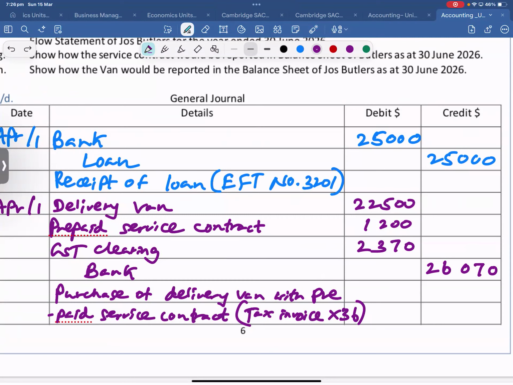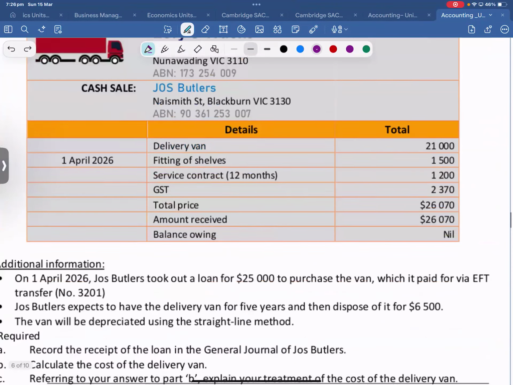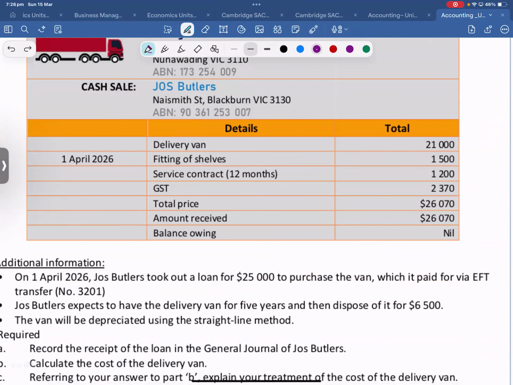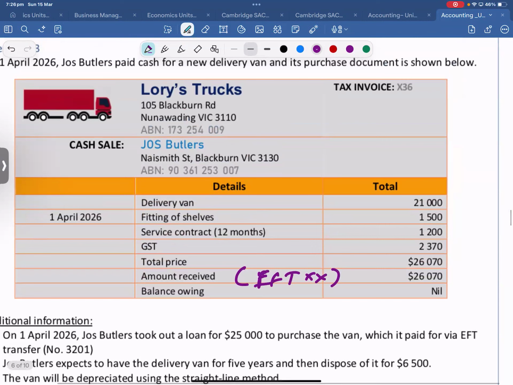Maybe just tax invoice. Yes, you can have just tax invoice. Then maybe at the end, for the amount received, they might say receipt or EFT, whatever it is. Amount received, yeah, via EFT. Does amount received mean it's been paid? Yeah, amount received means the trucking company received the money via an EFT. There can be a tax invoice by itself.